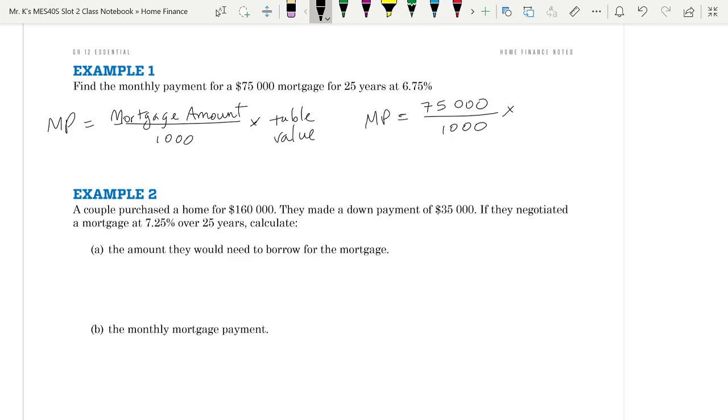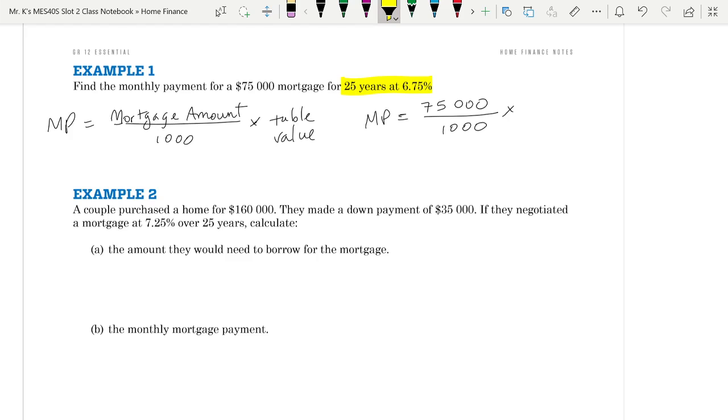So now, here's where we got to read our table value. 25 years at 6.75%. By the way, mortgage rates right now are way, way lower than this. My last one, I think I'm just barely over 4. Mortgage rates are really good right now. But anyway, 25 years at 6.75.